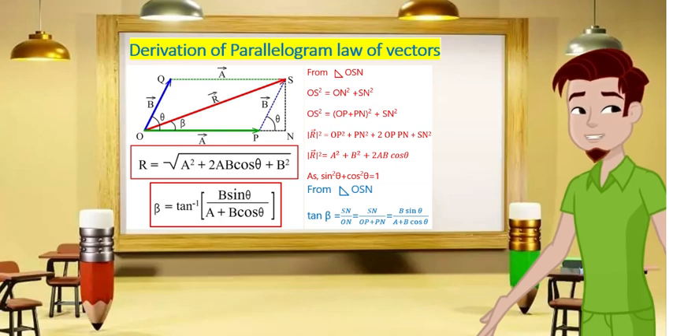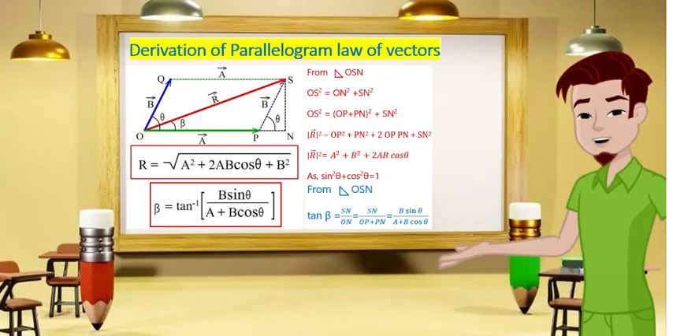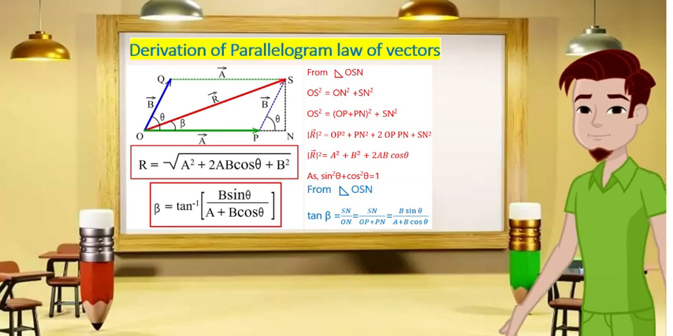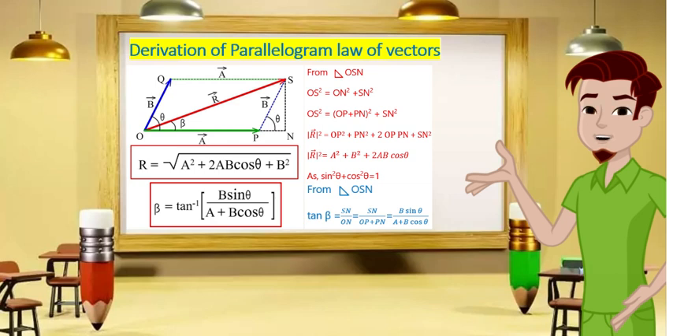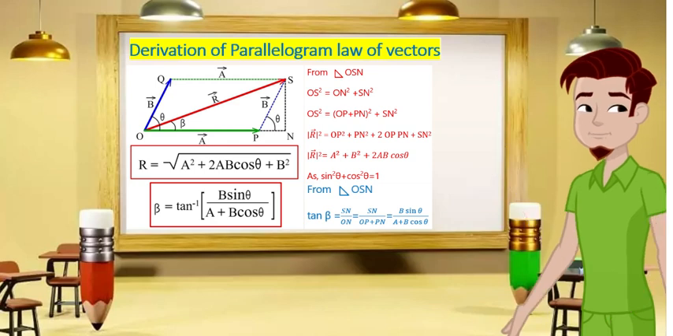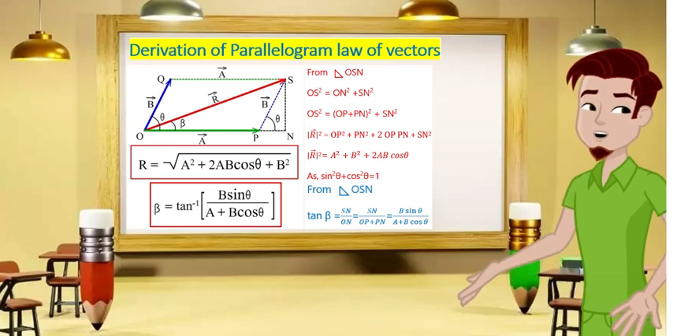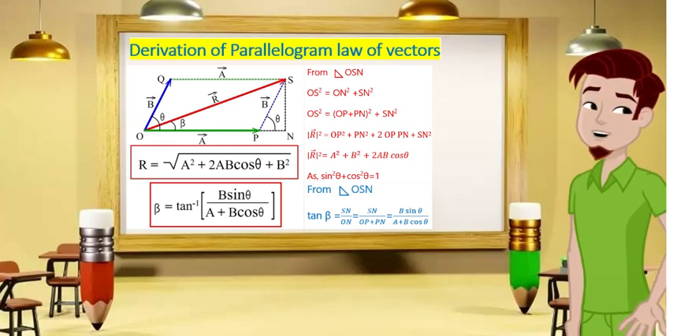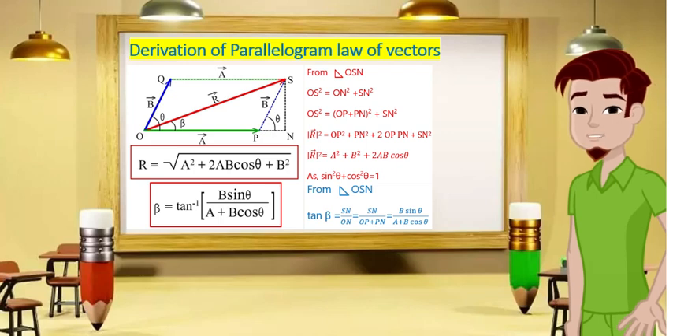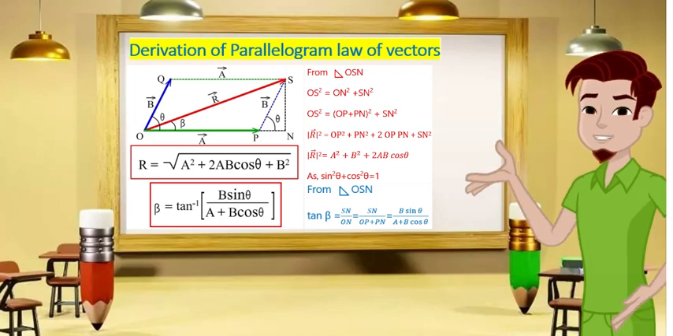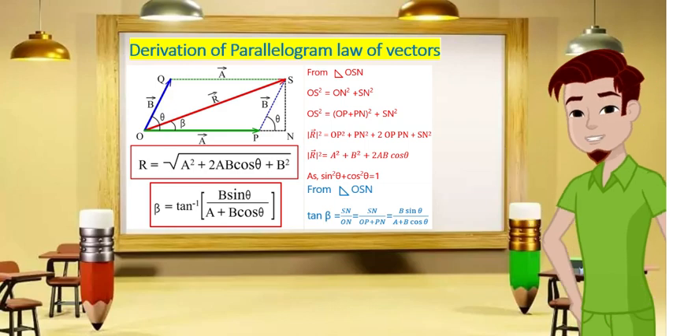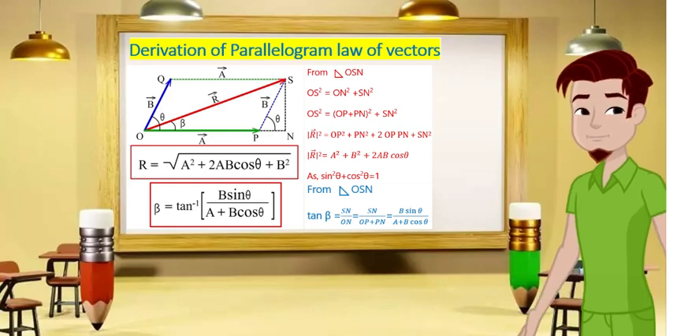To calculate the direction of the resultant vector, consider the right-angled triangle OSN. Tan beta is equal to SN by ON. Now after splitting ON to OP plus PN and substituting OP to A, PN to B cosine theta and SN to B sine theta, and simplifying, we will get the angle beta, which is equal to tan inverse of B sine theta by A plus B cosine theta.